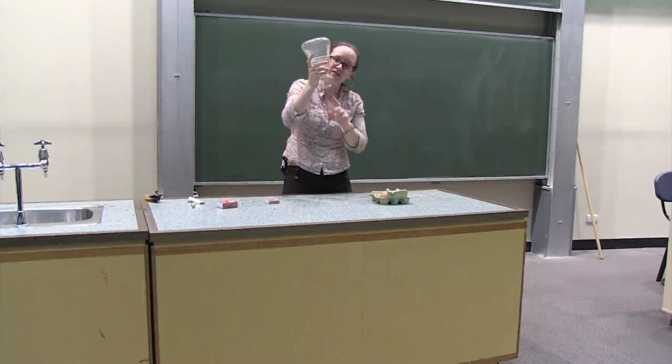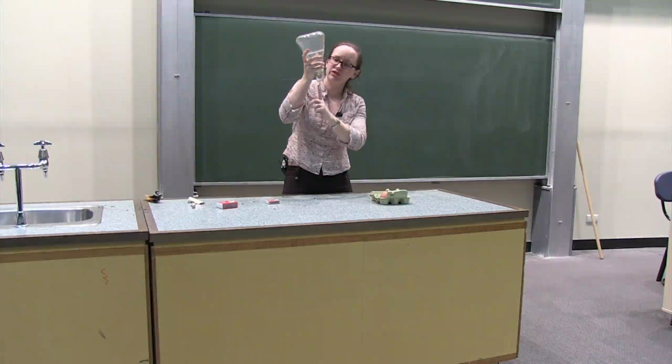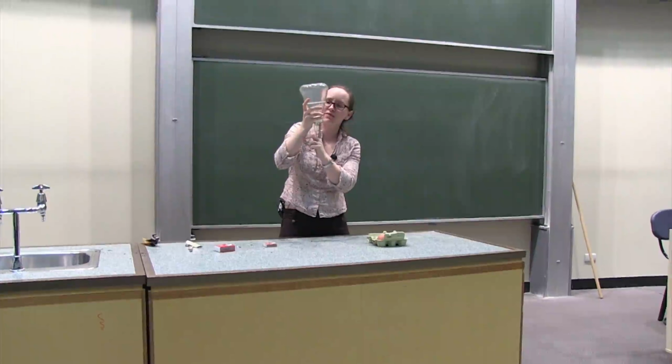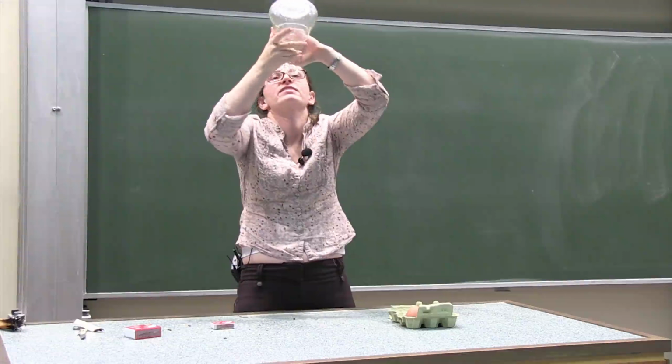Now hopefully this is going to work. This egg is now acting as a valve, so it should let me blow into the flask, and it should then stop the air molecules escaping again, increasing the pressure inside the flask.